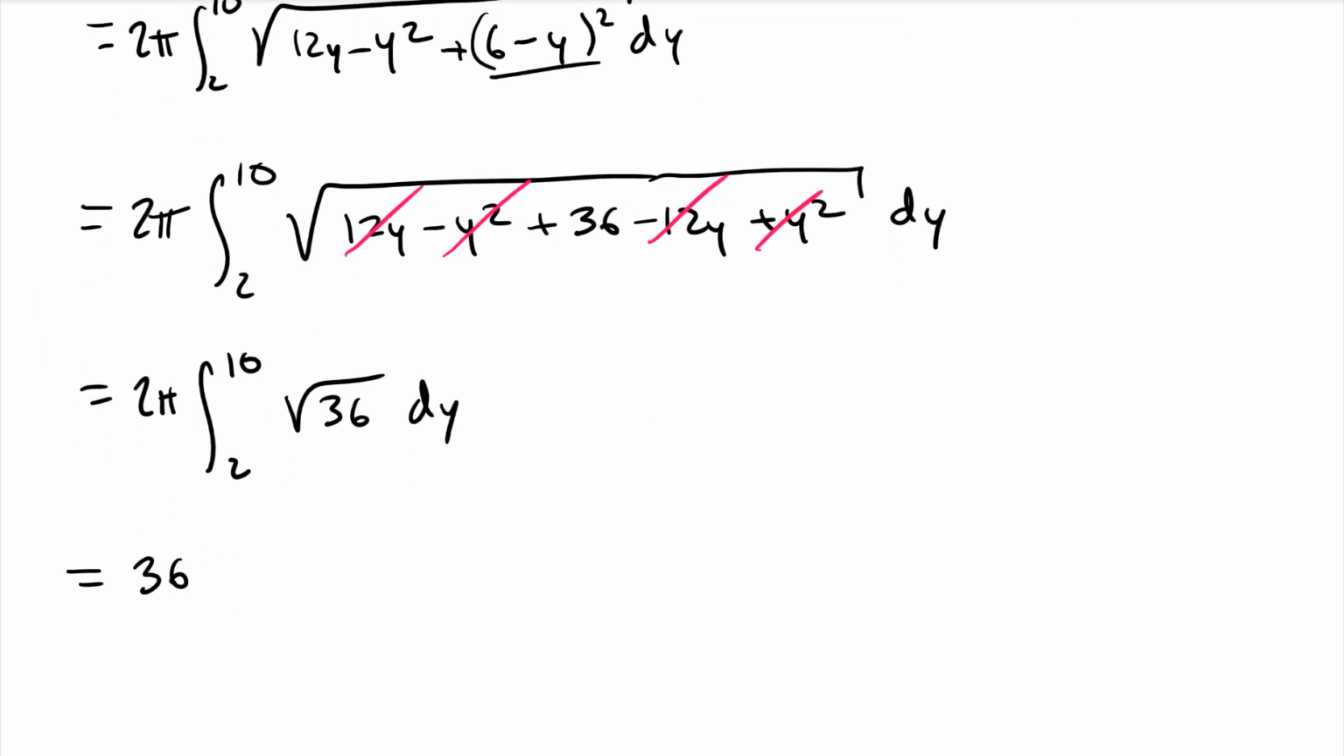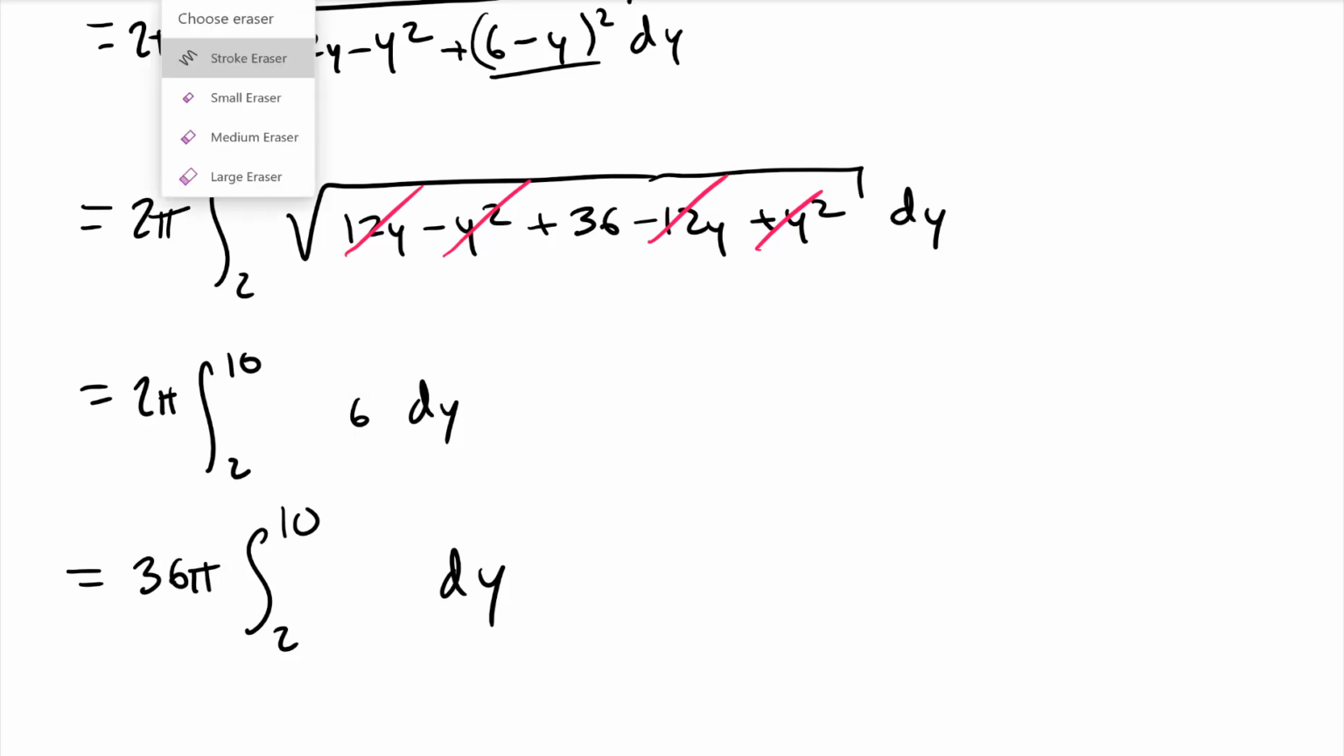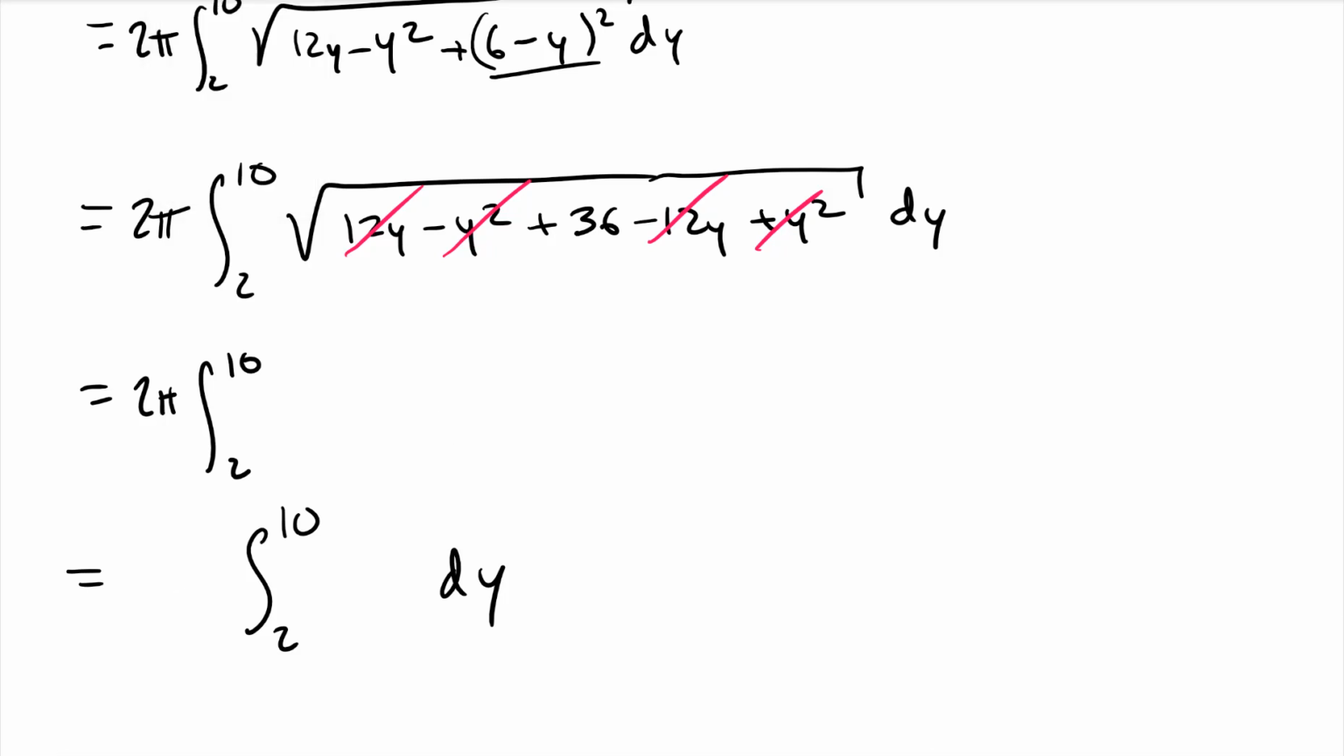So we ended up with 2 pi times the integral from 2 to 10 of just blank. Now we've got to leave something in there. Sorry. The square root of 36 is 6. I got all excited. I'm like, look at this, I figured out the problem, and I couldn't do math. Golly. Well, that's just 6. And 6 times 2 pi is 12 pi.